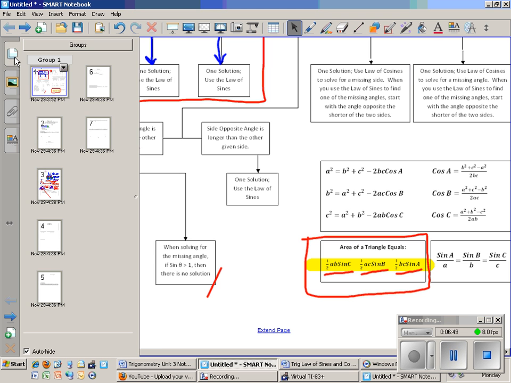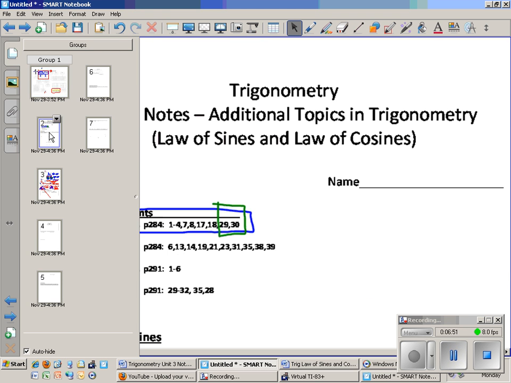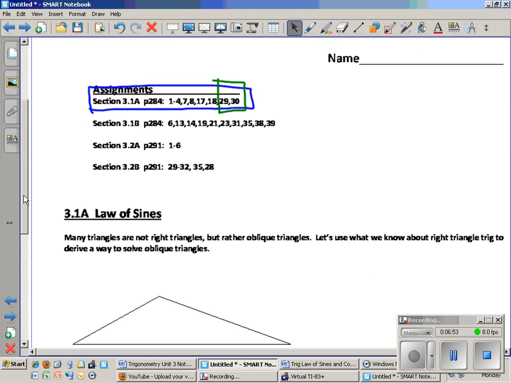But now, in case you weren't before, you should be able to finish all of 3.1a on your own, including those problems 29 and 30. And it should be good to go.